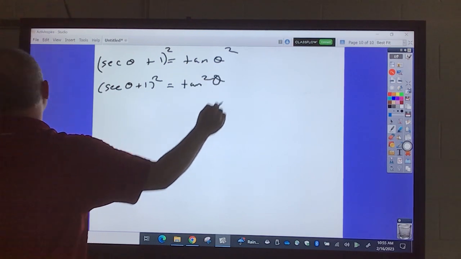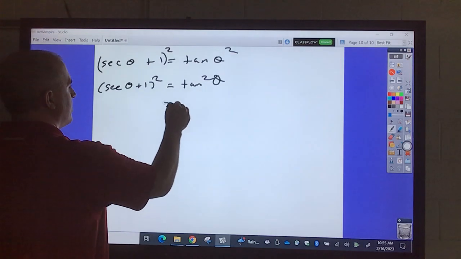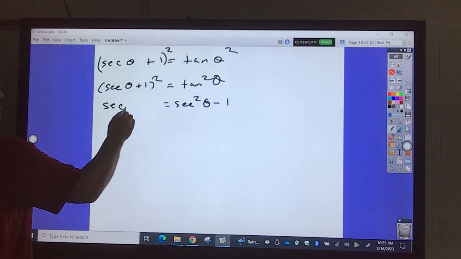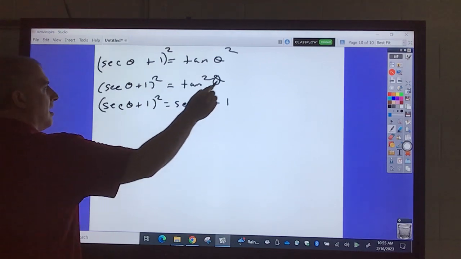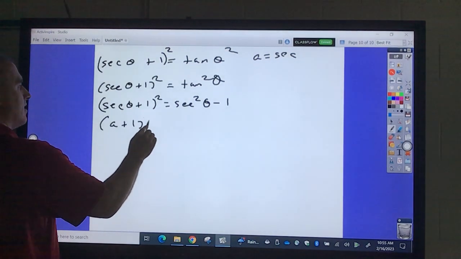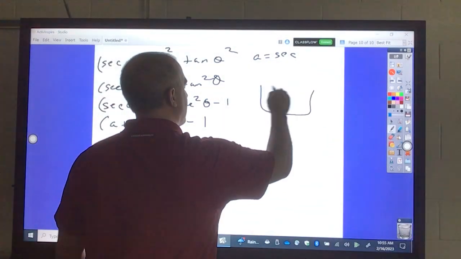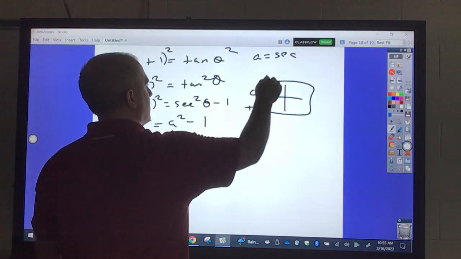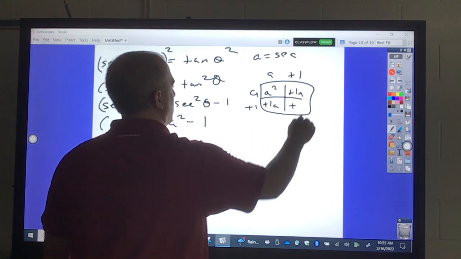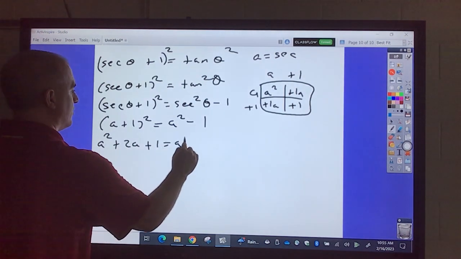Now, if I look at my identities, tan squared is equal to secant squared theta minus 1. And then I've got secant theta plus 1 squared. Now, I'm going to take out secant for a. So what I've got is a plus 1 squared equals a squared minus 1. I would do the box for that. A plus 1, use FOIL if you need to: a squared, 1a, 1a, 1. So this is going to be a squared plus 2a plus 1 equals a squared minus 1.